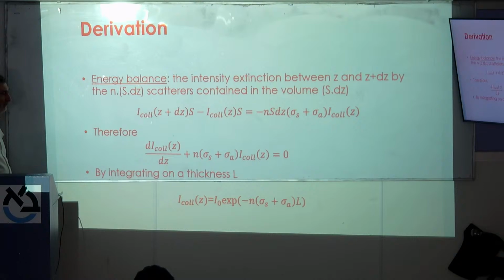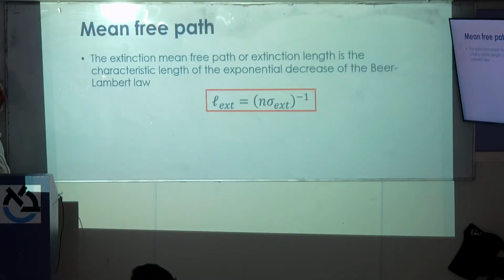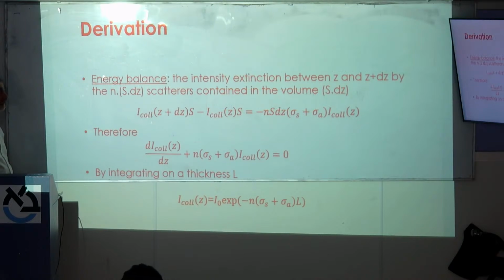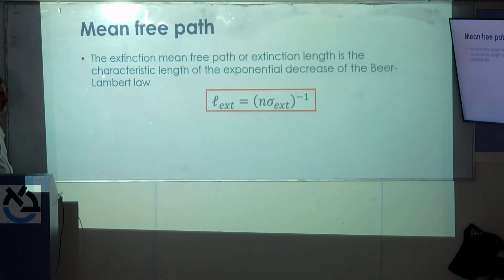This is what we called the extinction. If you remember, we defined that as sigma s plus sigma a. We call that sigma extinction. That's how we define it. If there is no absorption, this is the scattering cross section. This is a more general expression.